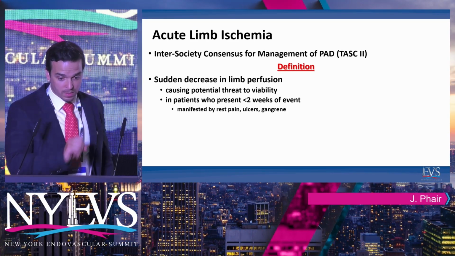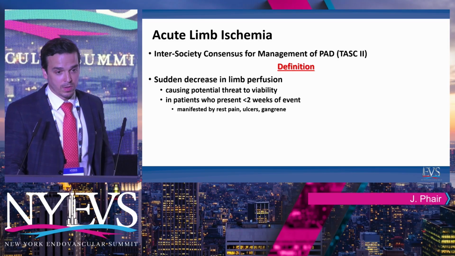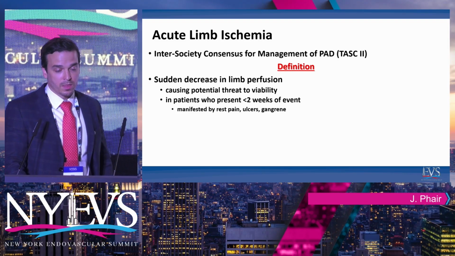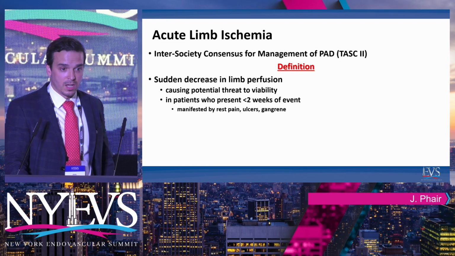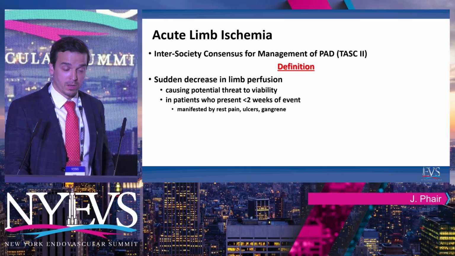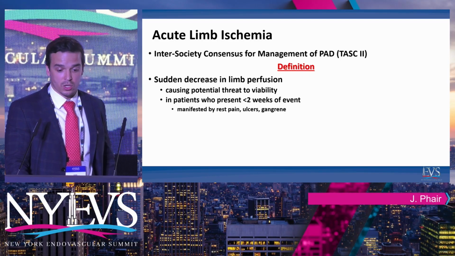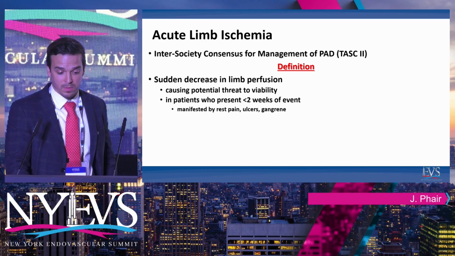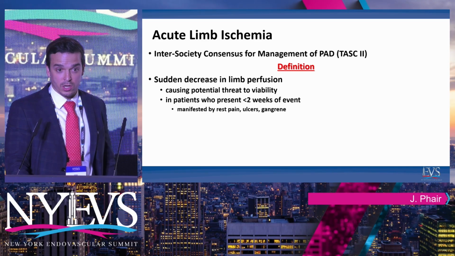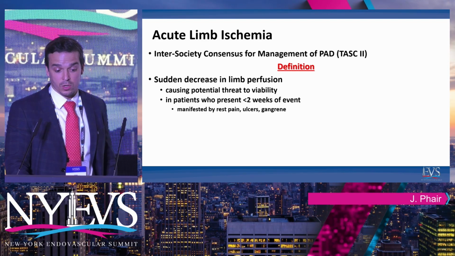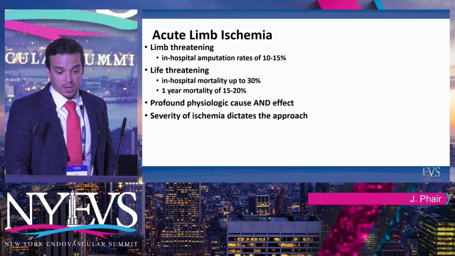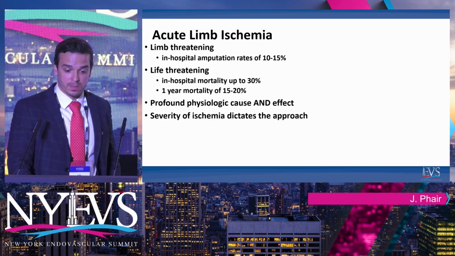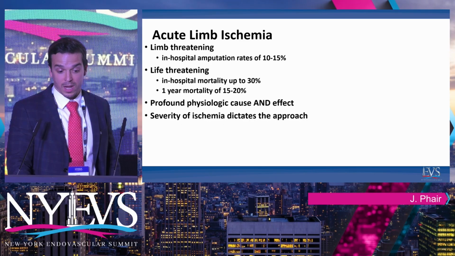So acute limb ischemia is defined as a sudden decrease in limb perfusion, which is causing a threat to viability of the limb, in patients who present less than 2 weeks from the event. If this has been going on for a prolonged period of time with rest pain or tissue loss, we consider this critical limb ischemia. However, it's really the duration that matters, with rest pain, ulcers, and possibly gangrene. This is a very dangerous condition with mortality rates up to 10 to 15%, leading to amputation.